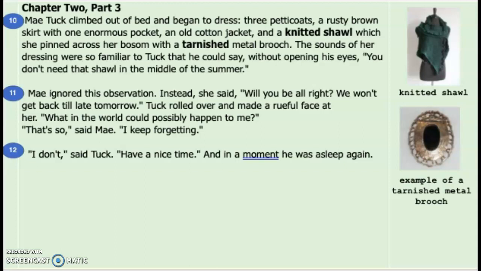Tuck rolled over and made a rueful face at her. What in the world could possibly happen to me? "That's so," said May. "I keep forgetting." "I don't," said Tuck. "Have a nice time." And in a moment, he was asleep again.